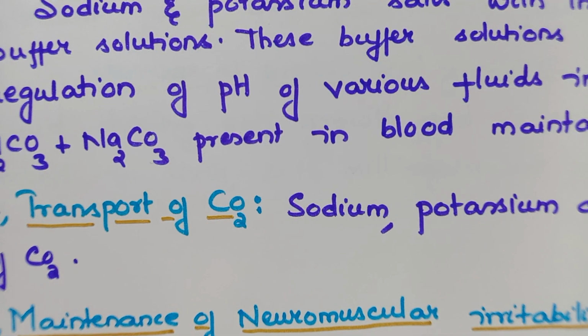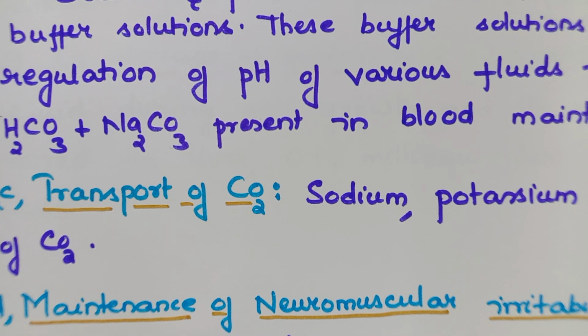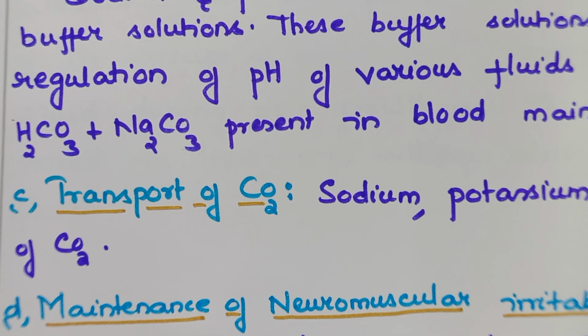Next, third function, C, transport of carbon dioxide. These sodium, potassium and chloride ions help in transport of carbon dioxide. So this also you can write under the functions of sodium, potassium and chlorine.